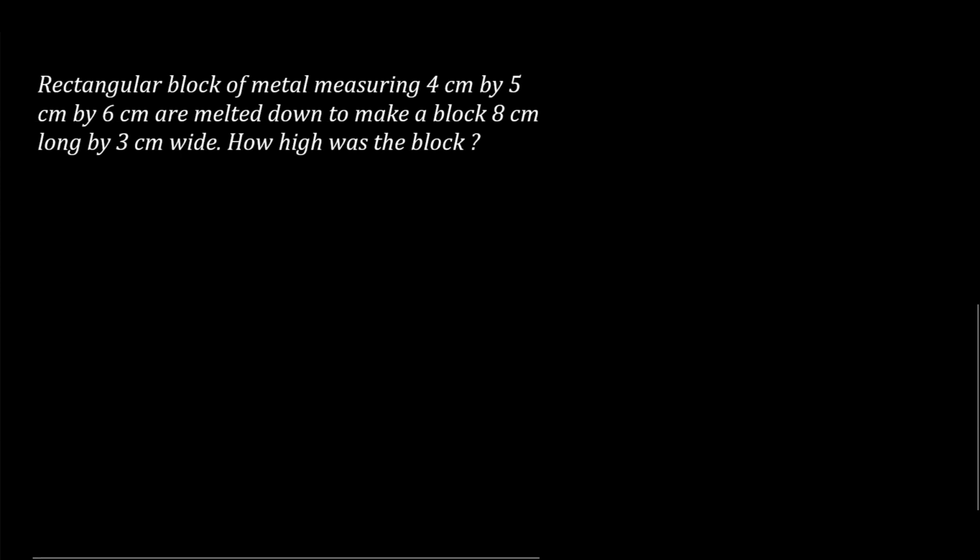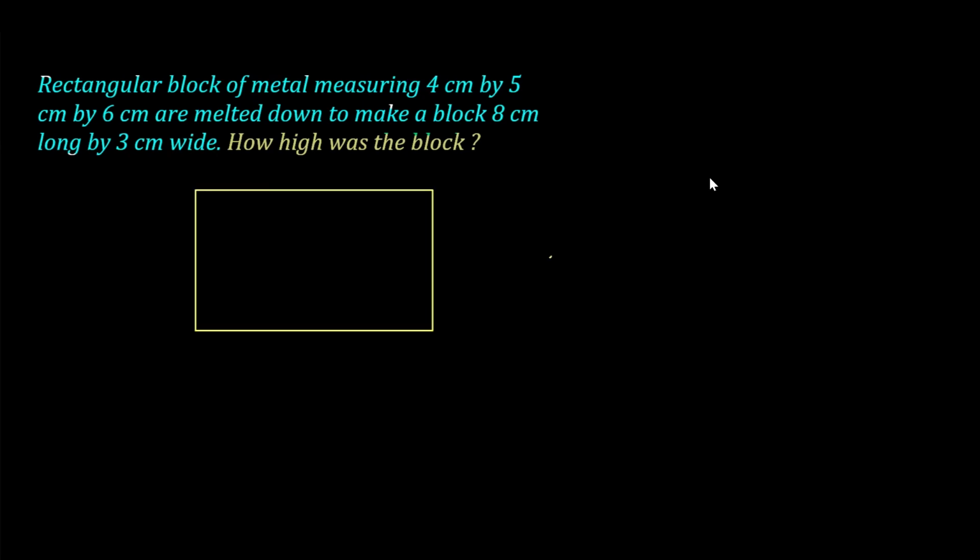Well, the next question says a rectangular block of metal measuring 4 centimeter by 5 centimeter by 6 centimeter is melted down to make a block which is 8 centimeter by 3 centimeter. What we have to find out is the height of the block. So we can figure out from here that we have one big metallic cuboid and it is melted to form another cuboid with a different length and breadth.